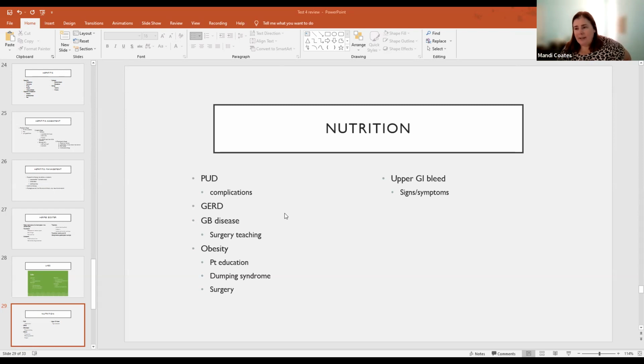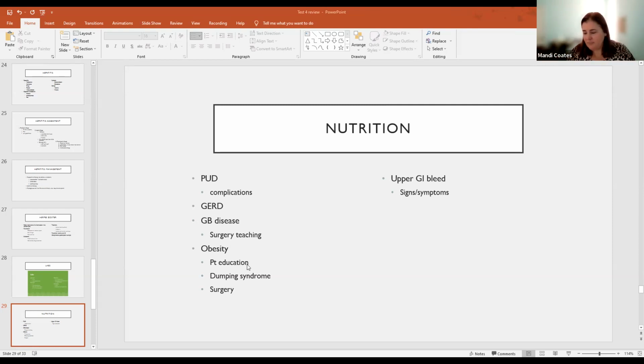Gallbladder disease, who's at risk? What kind of signs and symptoms? Big thing with them is surgical teaching and obesity for patient education: decreasing obesity, dumping syndrome, post-surgery, those kind of things. Remember, we don't do NG tubes with bariatric surgery patients because we don't want to mess up those surgeries. So if it has a question about an NG tube, you can throw that answer out because we know we're not going to put in an NG tube.